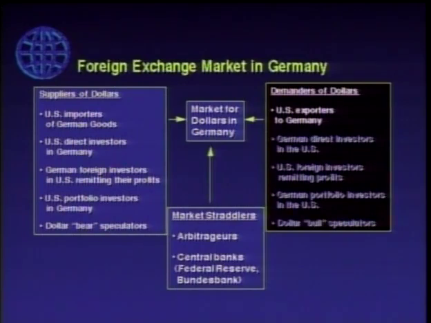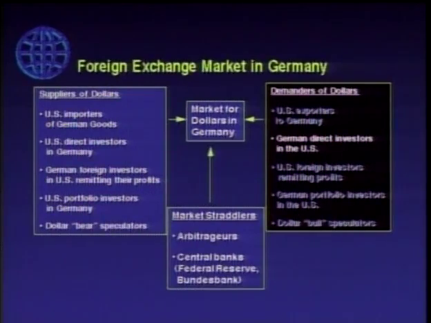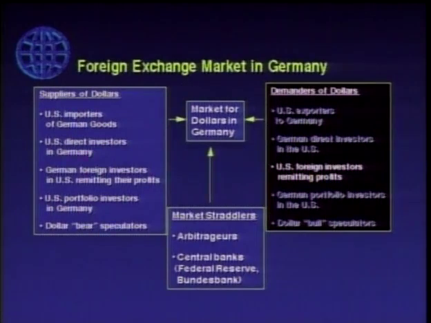Well, to begin with, these are U.S. exporters to Germany, companies selling goods to Germany. They want their payments in dollars, so they demand dollars as payments. Second, German companies that are investing in the U.S., they're buying or building a company in the U.S., they demand dollars to make those payments. Third, U.S. companies in Germany that are earning Deutschmark profits but want to repatriate those profits to the headquarters, let's say, and they want dollars in order to repatriate the profits. So they want to exchange their Deutschmark for dollars.